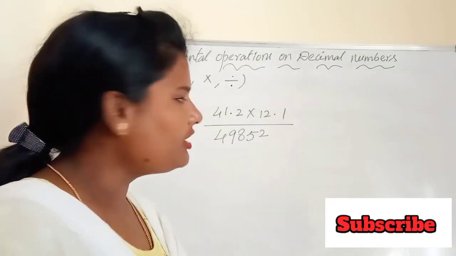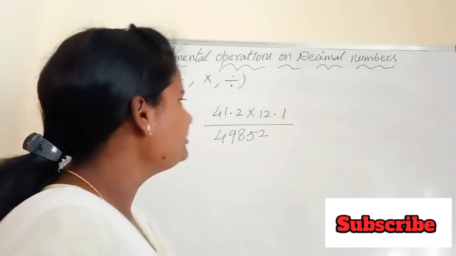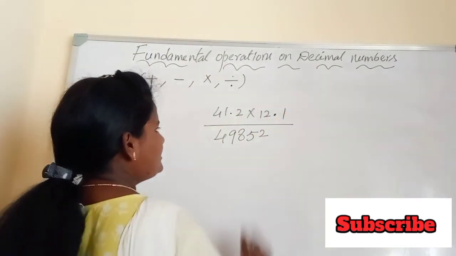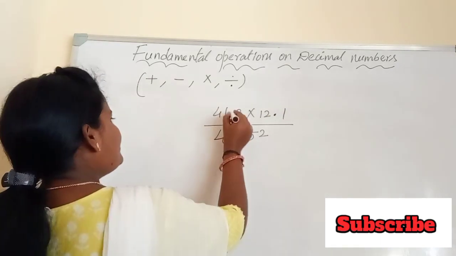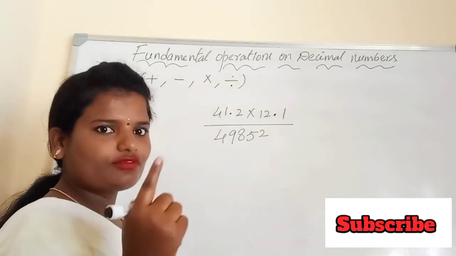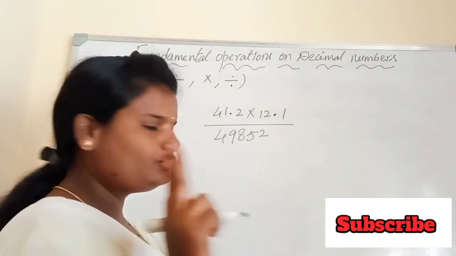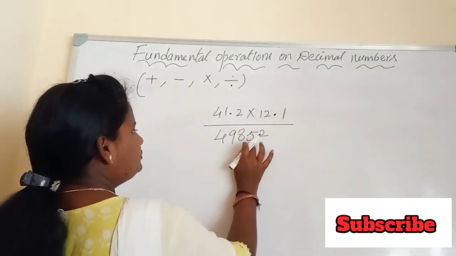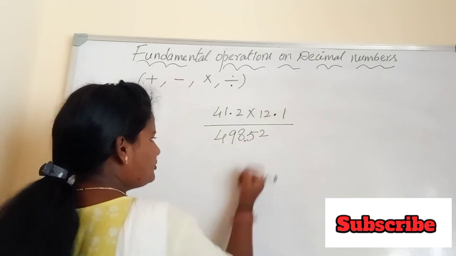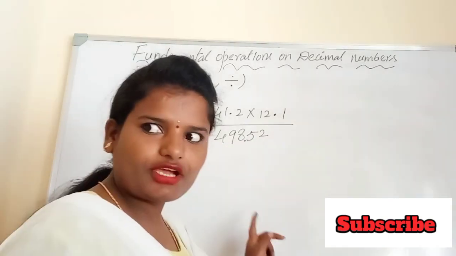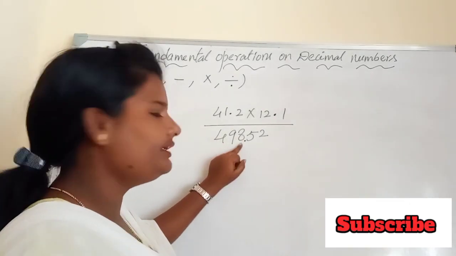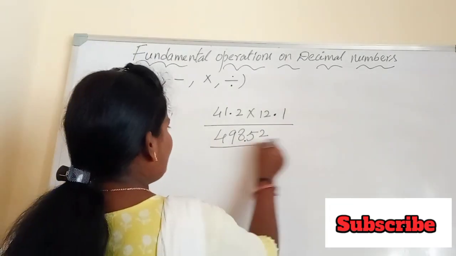What will we get? 49,852. After multiplying, just observe one thing here. In this one, after the point, how many digits are there? Only one. Here after the point, how many digits? Only one. So total how many digits? 2. From the last we should count 1, 2. After 2 digits we have to put the point. So 498.52 is the answer, right?